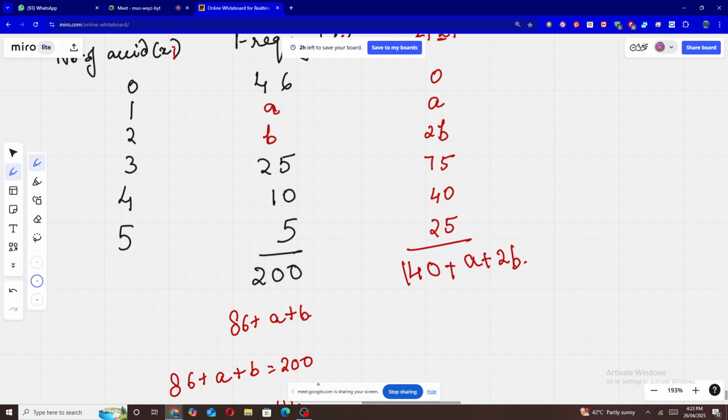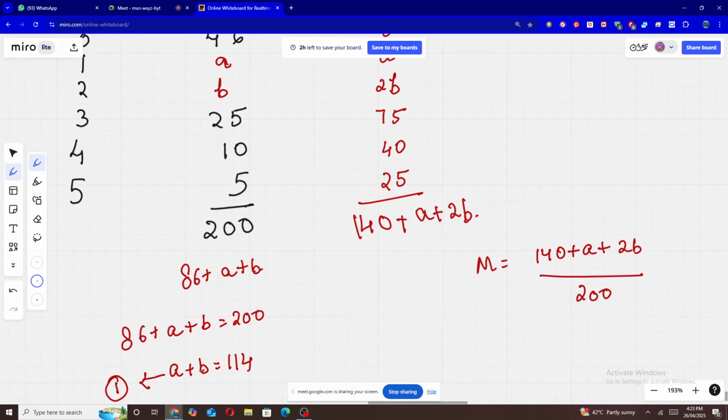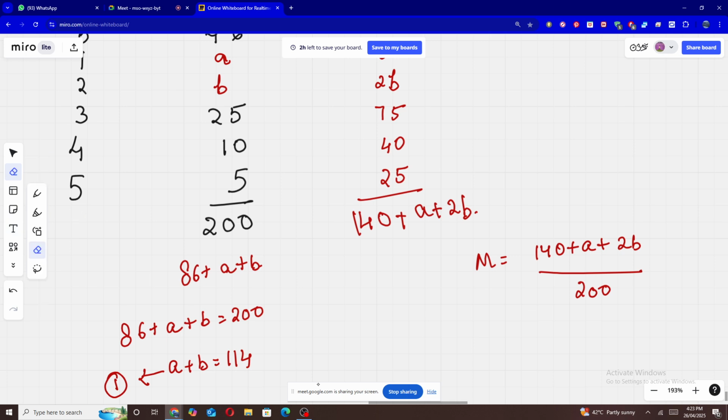Mean is equal to 140 plus A plus 2B divided by 200. We will take 200 to the other side and cancel out the decimals. So what is next? Doesn't it give 1.46? So 1.46 is equal to 140 plus a plus 2b over 200. So we can just take a plus 2b to the other side.